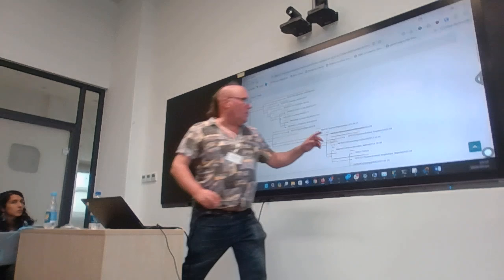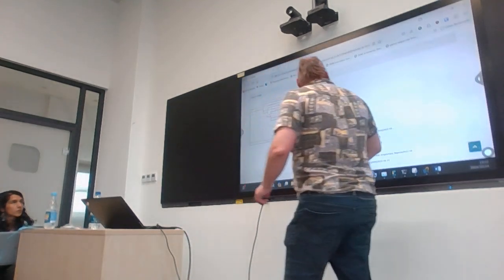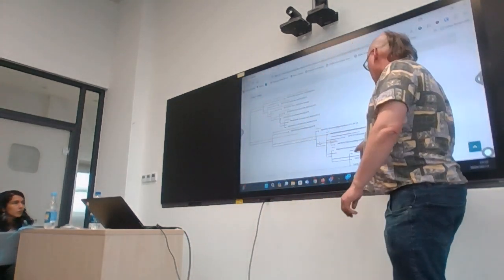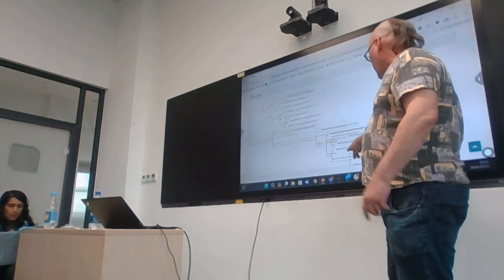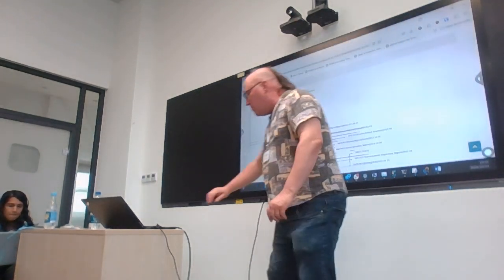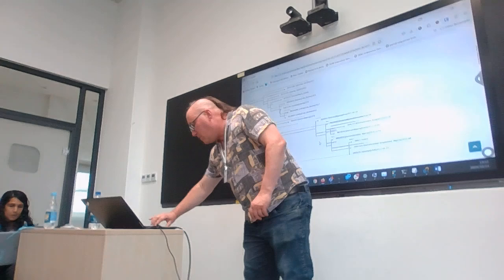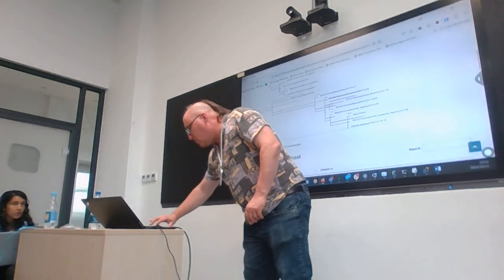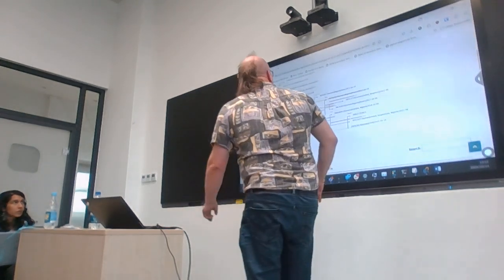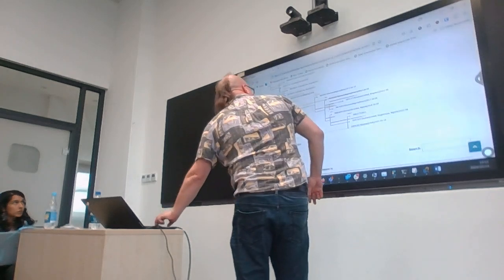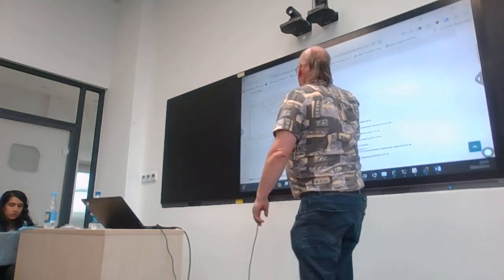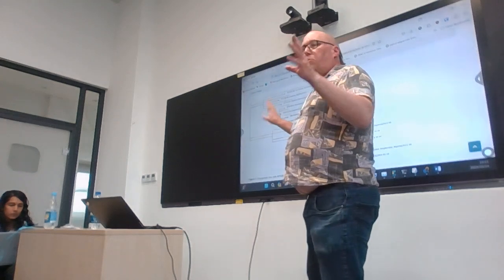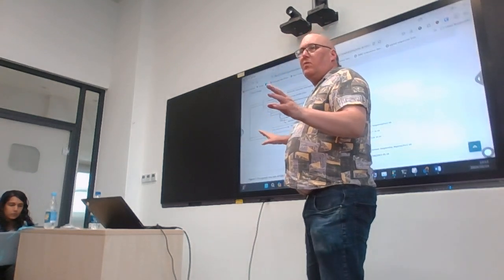My sample is this one here, SRR217. Can you see from the back? Is it big enough? This is my sample. Where's my mouse? It's not working. It is moving. Okay. And these are clade 2 mpox virus.